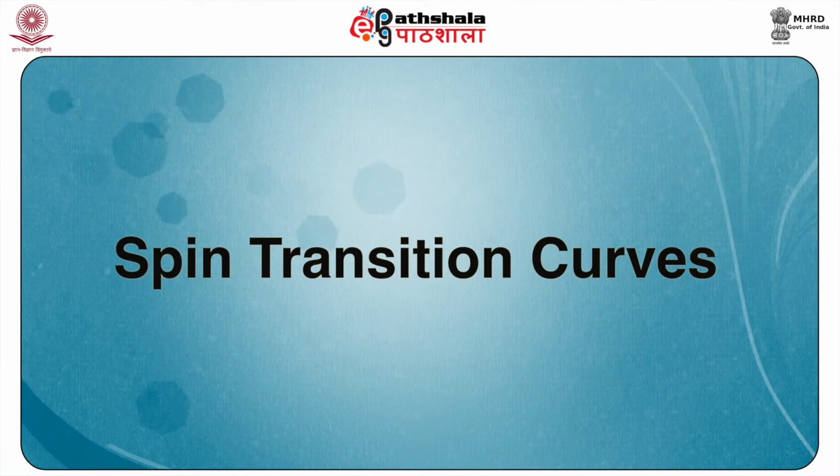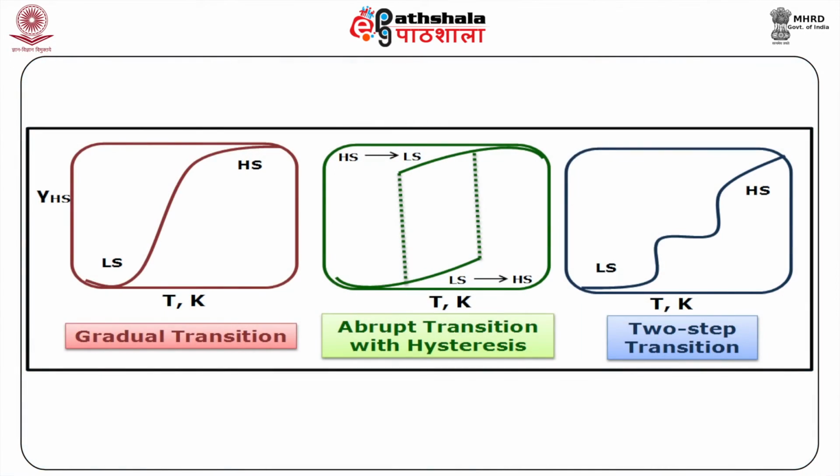Spin transition curves. Spin crossover phenomena can be represented by spin transition curves. In spin transition curves, high spin molar fraction is plotted versus T, temperature. You can see on the screen a gradual spin transition curve on the left, an abrupt transition with hysteresis in the middle, and a two-step transition at the right.